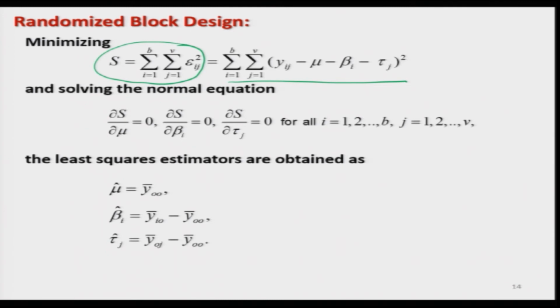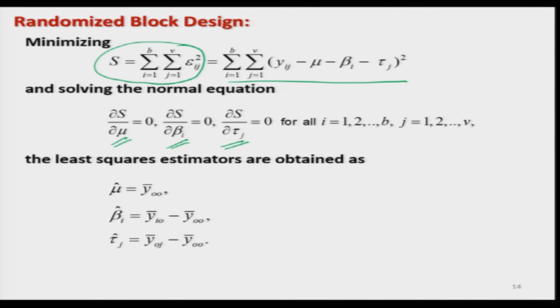And then we have to simply partially differentiate this S with respect to mu, with respect to beta i, and with respect to tau j. Now, do you think that I should do this differentiation here and then try to solve the normal equation? But I believe that since we already have done it in the case of two-way analysis of variance, I do not need to do it again. So, I will leave it up to you, but I will request you to please try to do it again, at least for the sake of practice.